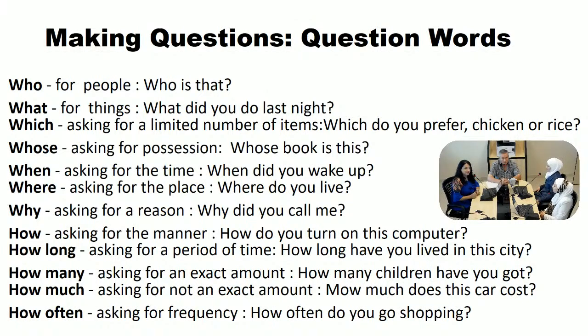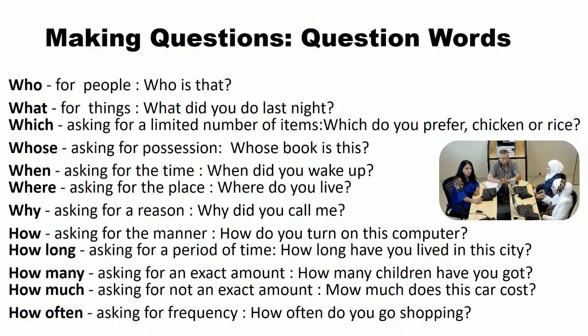When is for asking for the time. When did you wake up? So if there is a time expression, we can use when. If it is a specified time, we use when. If it is a period of time, we use how long. Where, asking for the place: where do you live, where are you from? Why, to ask for a reason: why did you call me? When we find because in the answer, we usually use the question word why. How, asking for the manner: how do you turn on this computer?